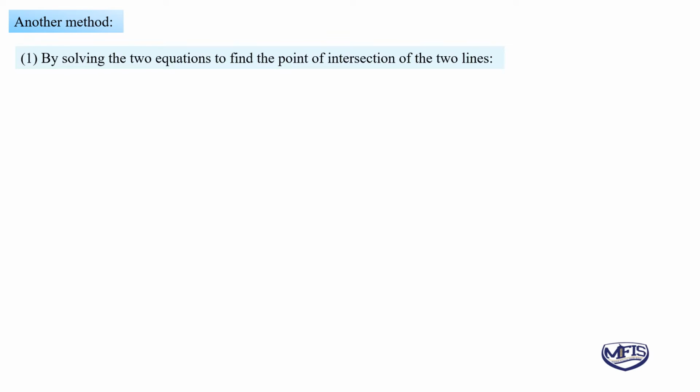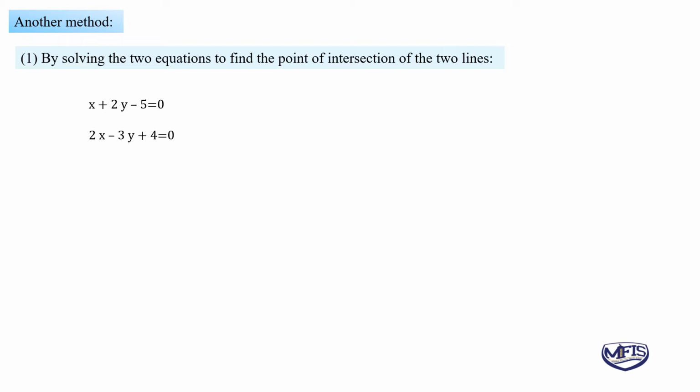By solving the two equations to find the point of intersection of the two lines, we can solve the two equations by using the calculator's simultaneous equations mode. So we have x plus 2y minus 5 equals 0 and 2x minus 3y plus 4 equals 0, and we want to find the solution set of the two equations.